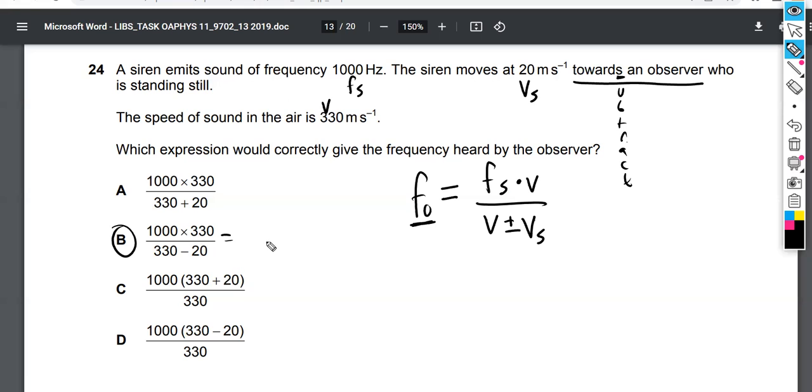If you were to calculate that, you'd realize that the observer would hear a frequency of about 1065 hertz. And so the way to get a higher frequency than the frequency of the source is to subtract in the denominator. This should always agree with the familiar Doppler effect sound of meow, right? And so when it's moving towards, it's higher pitched. And when it's moving away, that's the meow of meow. And that's the Doppler effect.